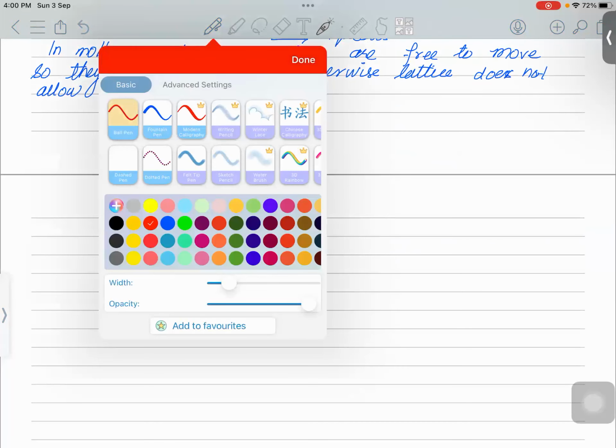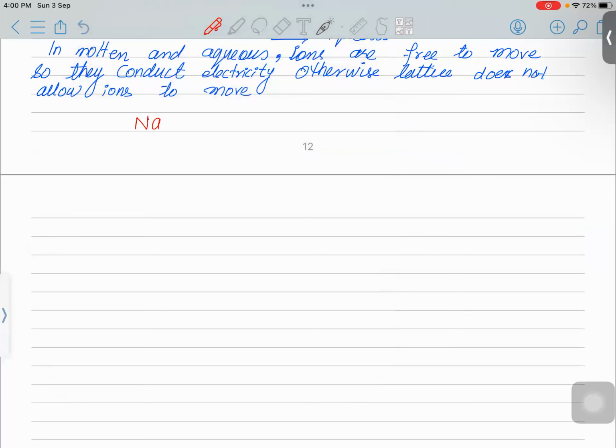For example, this is NaCl solid. Now electricity, no current. Because the ionic lattice is stable. When you dissolve sodium chloride in water, the lattice breaks. When you heat, the lattice breaks.